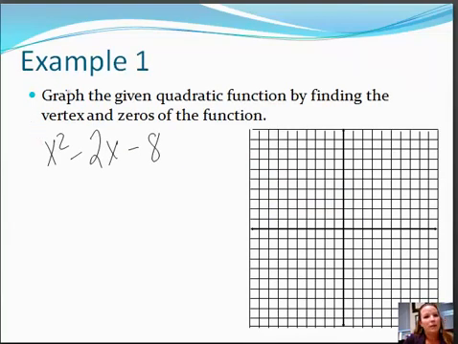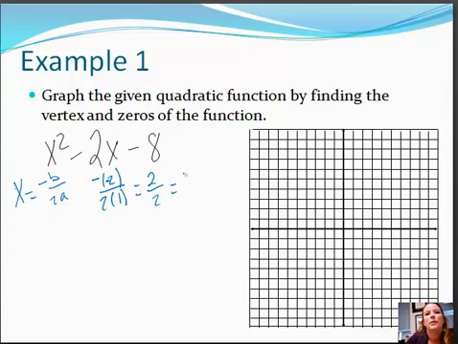So it says graph the given quadratic by finding the vertex and the zeros, and they gave us x squared minus 2x minus 8. So we're going to start by finding our vertex. So remember that x is equal to negative b divided by 2 times a. So we do negative 2 over 2 times 1. That should be negative 2. So we get positive 2 over 2, which would be 1.